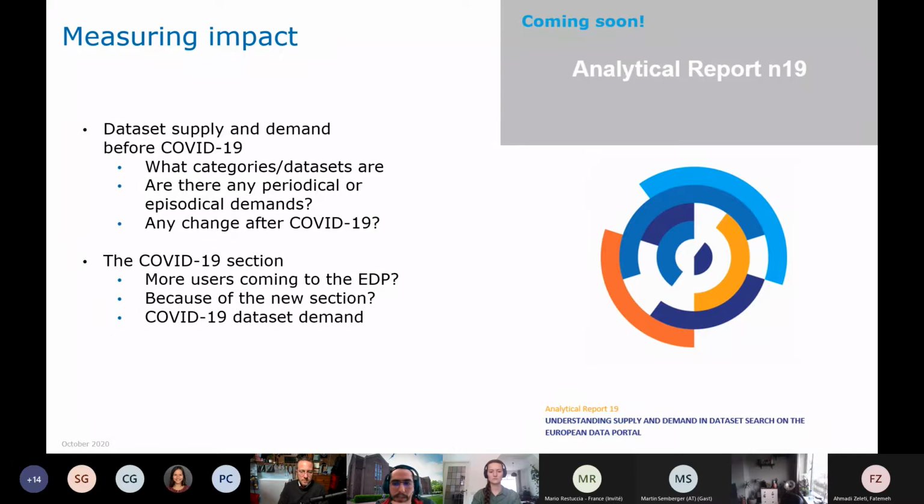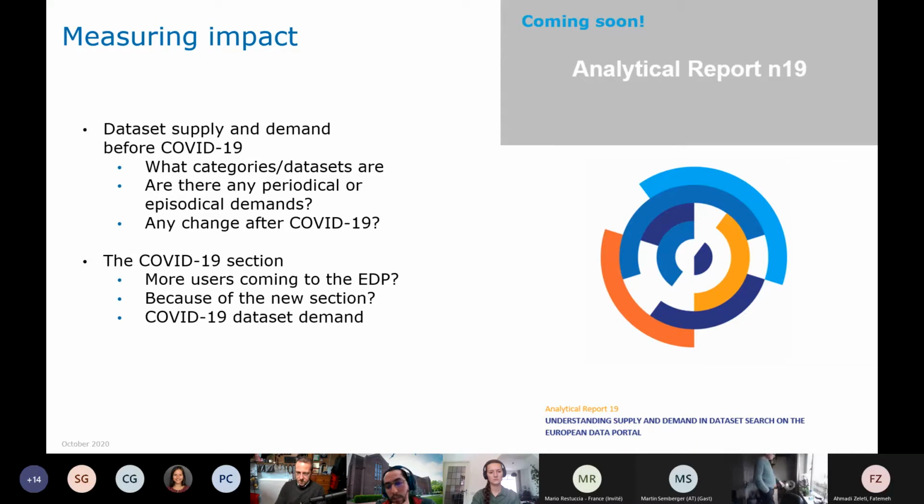Full details you will be able to find in analytical report number 19. That will be published very soon. I think next week it will already be published on the portal. And in that report, we studied the dataset supply and demand before COVID-19, what categories and datasets are more demanded, if there are any periodical or episodical demands, and if we were able to spot any changes after COVID-19. And more specifically in the COVID-19 section, if we had more users coming to the EDP during that period, if they were visiting the new section, and specific dataset demand of COVID-19.